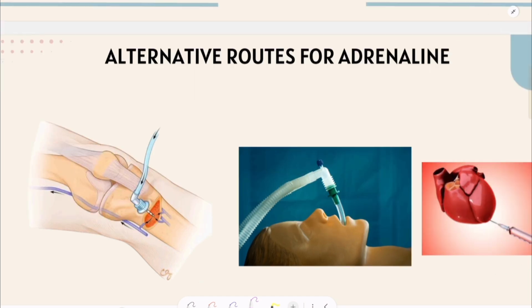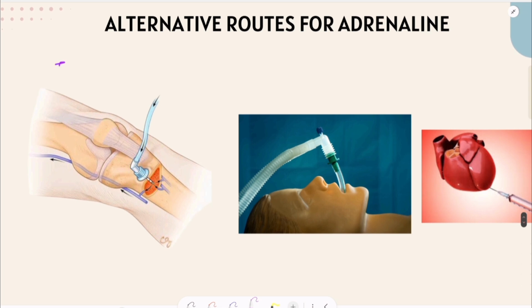We can give adrenaline through a very special needle in the long bone, the tibia. And the venous plexus around the tibia will not be collapsed in such circumstances. So when we give adrenaline in the tibia through this special needle, the venous plexus will absorb the adrenaline from the tibia and will go to systemic circulation. And this route is known as intraosseous route. So when the circulatory system collapses, we will provide adrenaline through the intraosseous route.